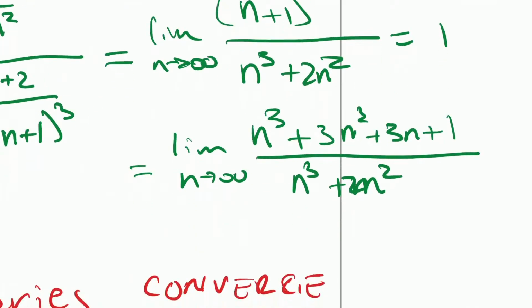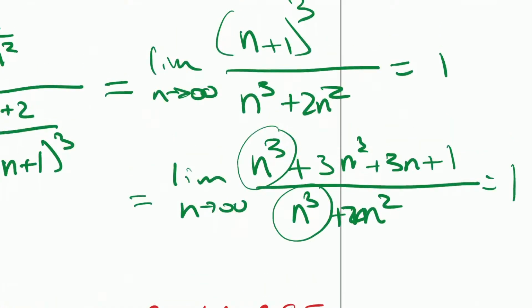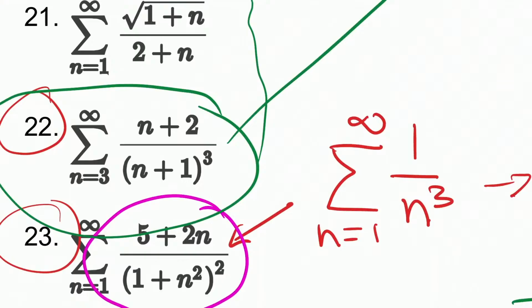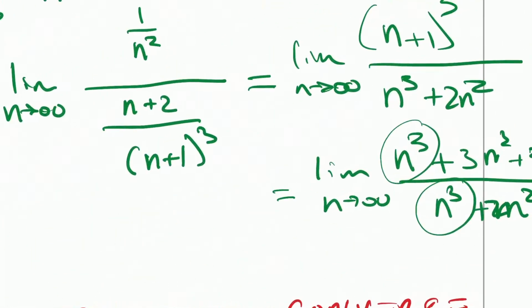But technically I should do this. And then you're like, hey, there's the leading terms. And so that equals 1 as well. So we have linked the two series. And since the first one converged, the other one converges as well. So they both converge. So that's what I'd like you to do.